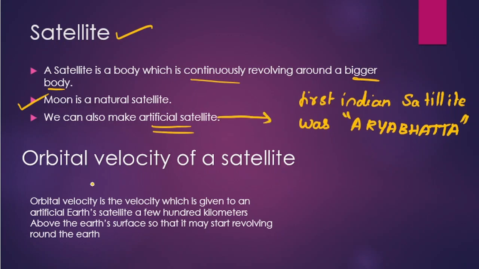So what is the orbital velocity of a satellite? Orbital velocity is the velocity that is given to an artificial Earth satellite a few hundred kilometers above the Earth's surface so that it may start revolving around the Earth.